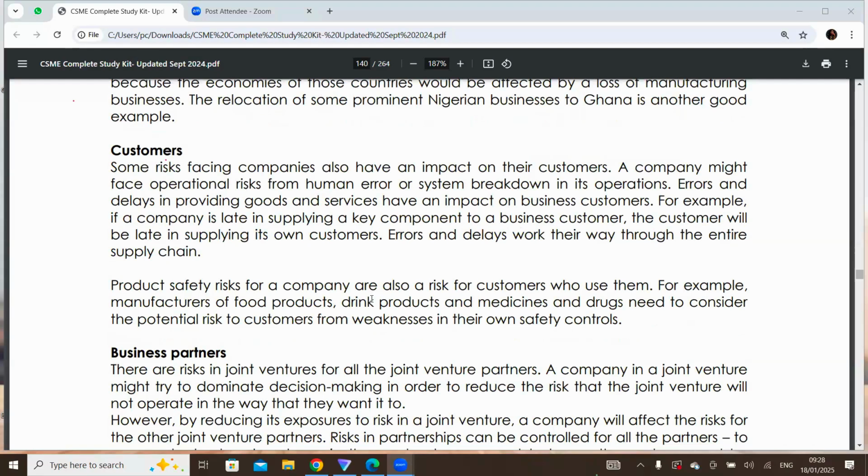So some risks facing the companies could impact their customer. A customer might face operational risks due to human error or system breakdown in its own operations. Errors in delaying the goods or products could have impact on the customer's business. For example, if a company is late in delivering a key supply component to a business customer, the customer will delay his own customers, and before you know, somebody just notices that some particular thing is scarce. What made this scarce? Maybe one supplier delay, and then it's affecting the whole chain of production, literally.